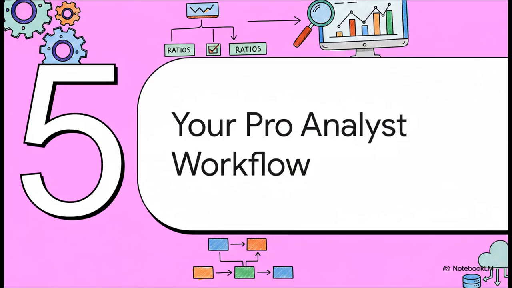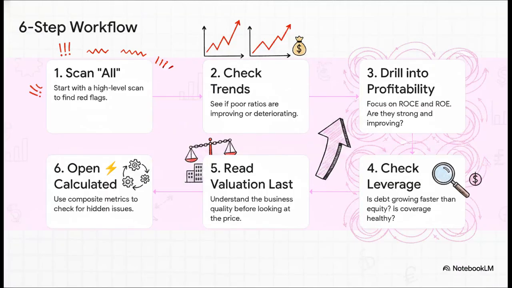So, that was a lot. How do you pull all of this together into a smart, repeatable process? Let's walk through a simple workflow to get the absolute most out of the Ratios tab. Okay, here's your playbook. First, scan the all view for any obvious red flags. Second, for any of those poor ratios, check the trend. Is it getting better or worse? Third, drill into profitability. Really focus on metrics like return on capital employed and return on equity. Why? Because they're often the best long-term signs of a high-quality business.